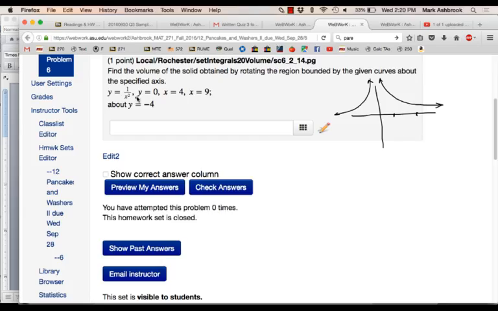What is y equals 0? Make sure you don't say that's the y-axis, that's the x-axis, right? All points that have a y-coordinate of 0 is the x-axis. So then we get this initial region like this. This is y equals 1 over x squared from 4 to 9. And we're going to rotate this about y equals -4.